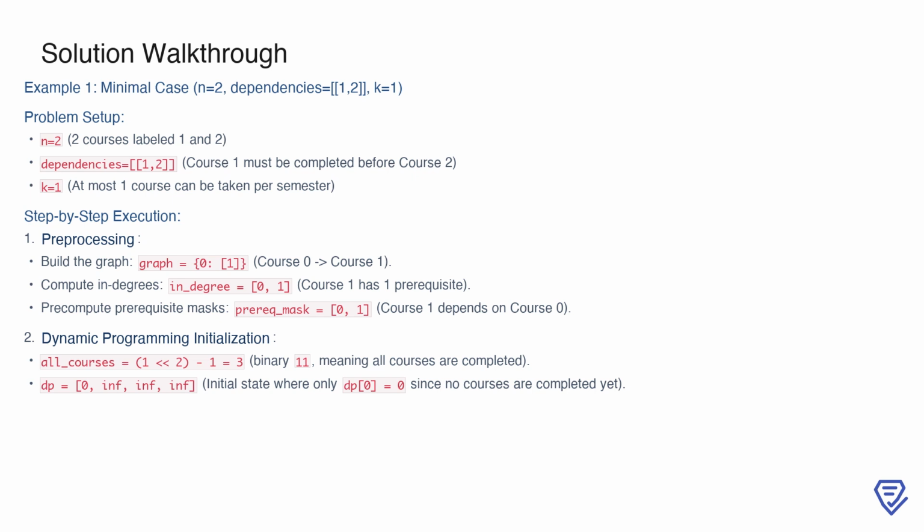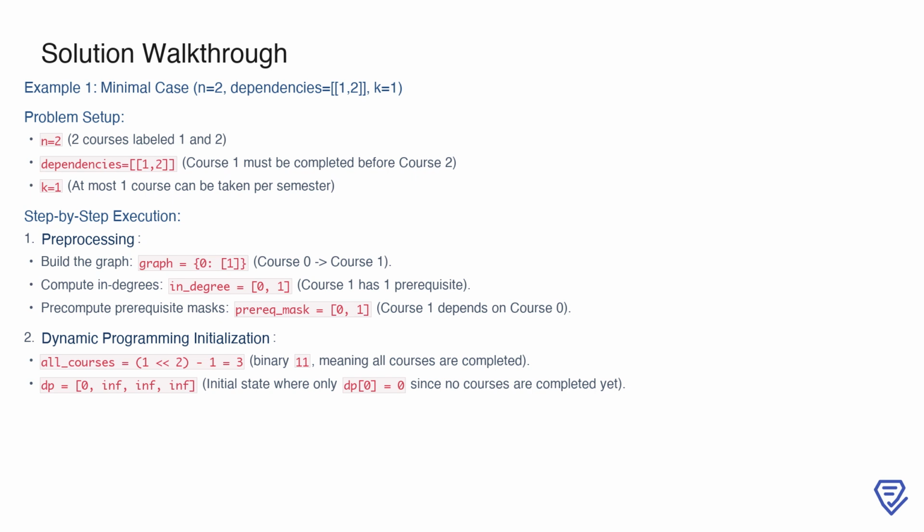First, we pre-process the data to make it easier to work with. We represent the courses as nodes in a graph, so we build a graph where course 0 points to course 1. We calculate the in-degrees, which tell us how many prerequisites each course has.